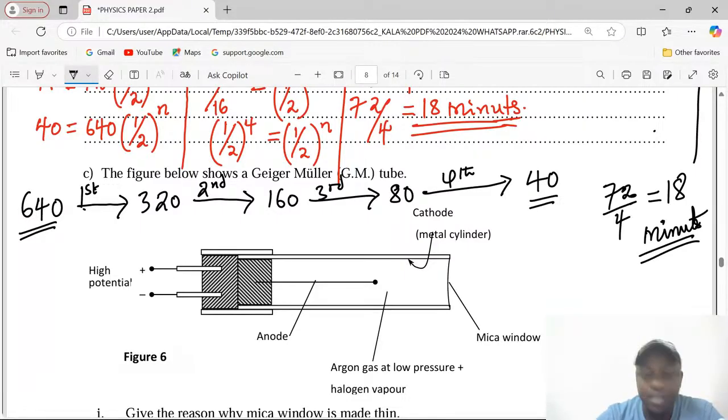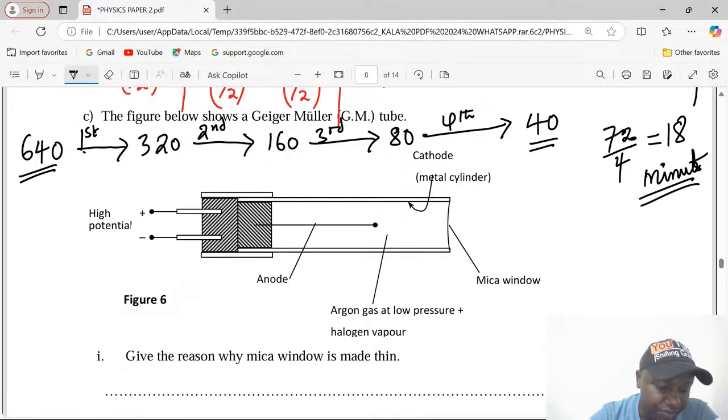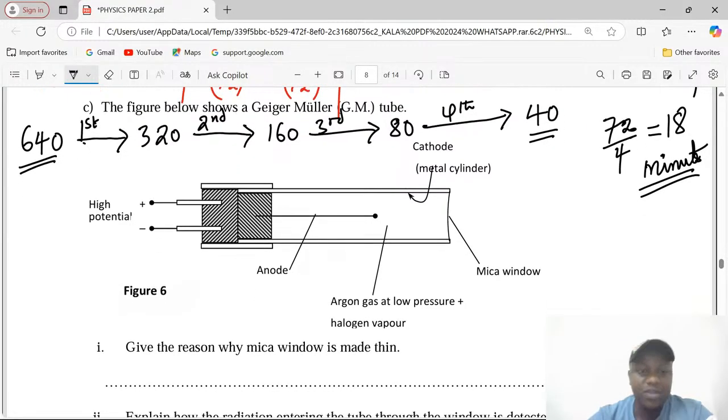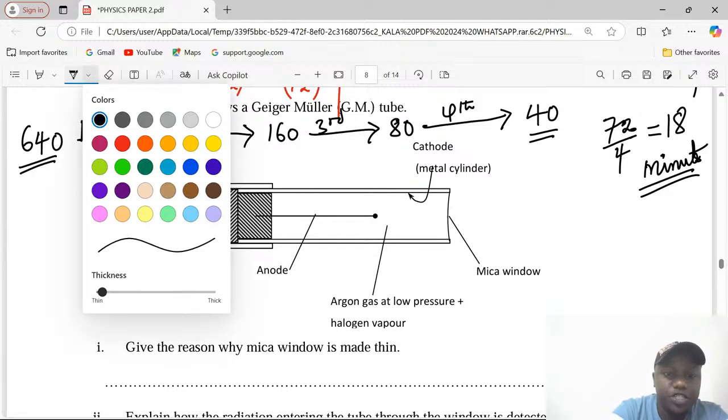Still get our 18 minutes. So that's how we work it out. There is the part C now. We can now respond to our part C.